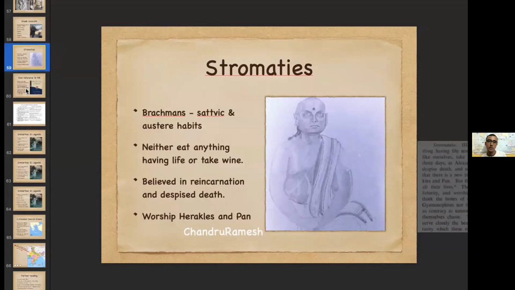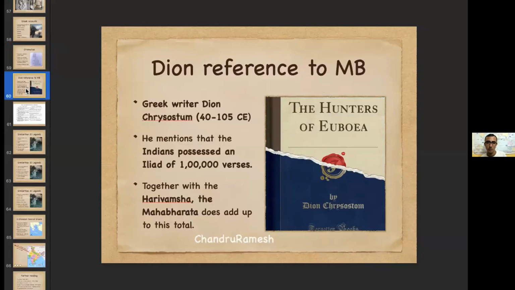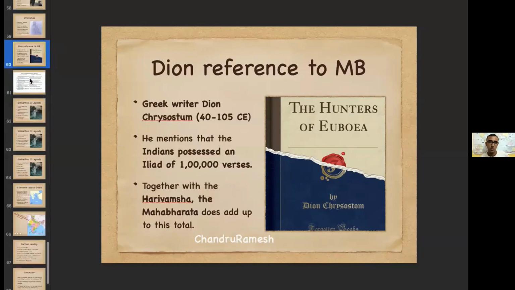So Dion Chrysostom, in his book, writes that Indians possessed an Iliad. Iliad is typically an epic of the Greeks. So he is trying to say that Indians had an epic of their own, which is 1 lakh verses, 100,000 verses. Now, when you combine Mahabharata and Harivamsha, there is the only book which will be 1 lakh verses, 100,000 verses. There is no other book which will be coming together.